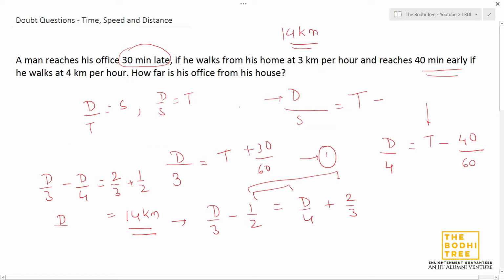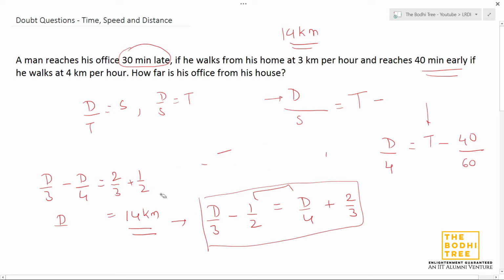But now what we'll do is keep this equation in mind. I'll keep it written, and I'll get rid of the other equations that I've written. D is equal to 14 kilometers. Okay, the final answer is 14 kilometers. I hope you have understood that.